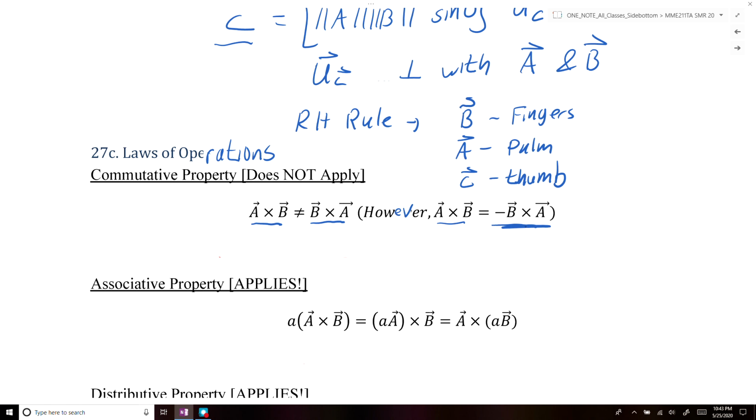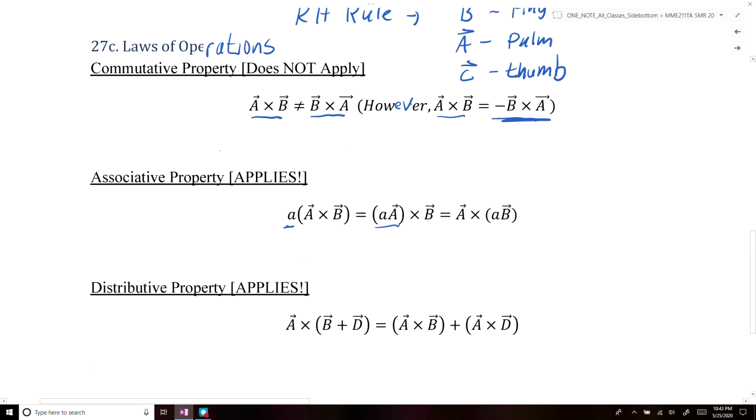The second property is the associative property, which basically means if you multiply a cross product by a scalar, it doesn't matter if you do it after the cross product or before. It doesn't matter what order you apply it. And then the distributive property states that A cross the sum of vectors B and D would be the same as taking the cross product of A and B, the cross product of A and D, and then adding their results together.